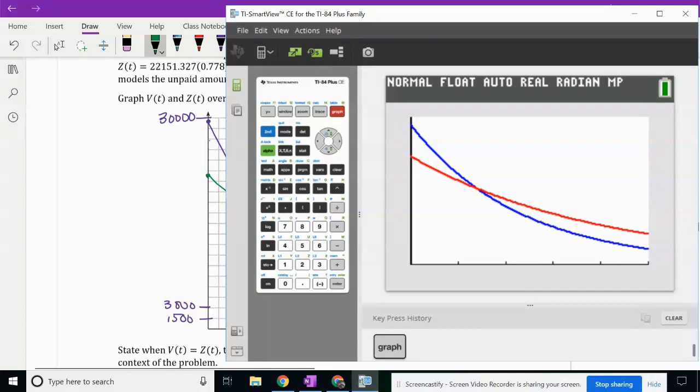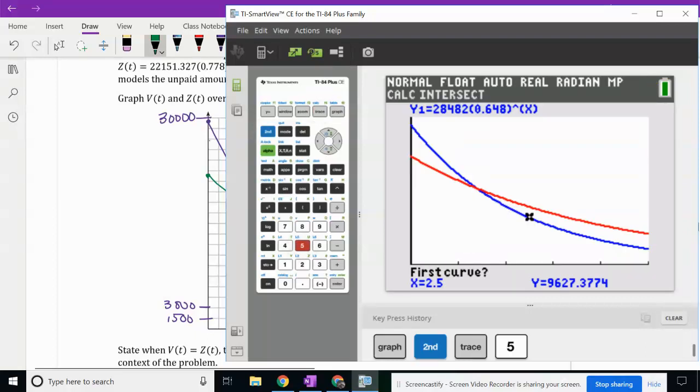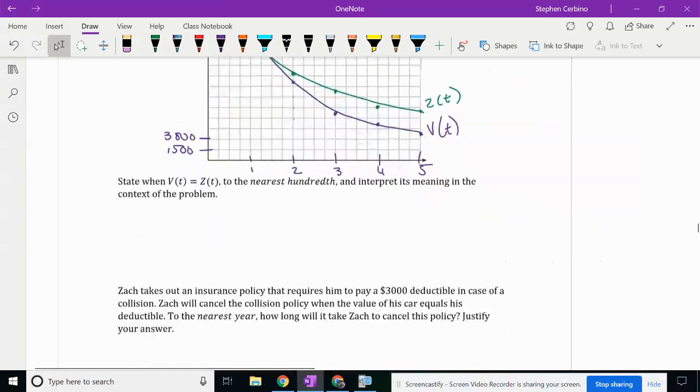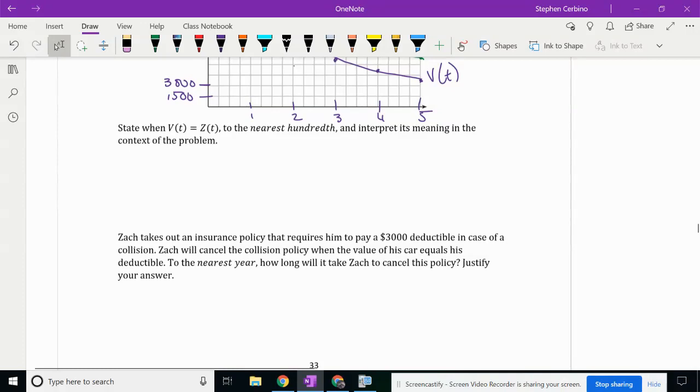All right, so if I want to go through here and find this intersection point, I'll hit second, trace, intersect, scroll somewhat close to it, and hit enter 1, 2, 3 times, which gives us 1.37. So when it asks us to determine when the two functions are equal to each other, we would say when t equals 1.37. Now, what this means in the context of the problem is it's going to take 1.37 years for the value of the car and the amount left for Zach to pay off on his loan to be the same.